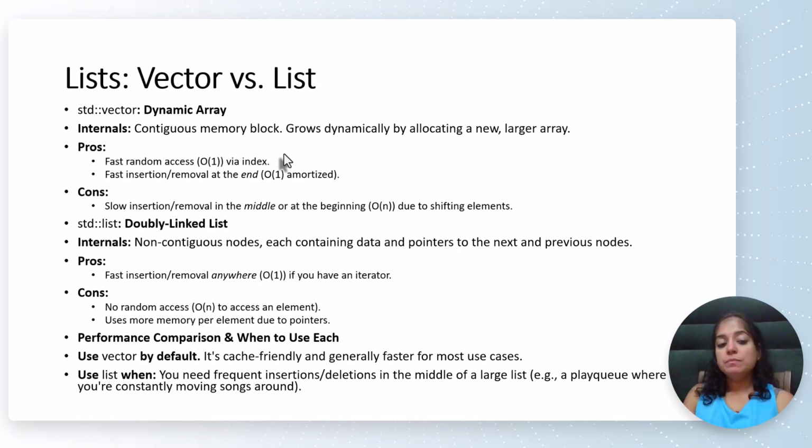Performance comparison, based on which to use and when. We should use vectors by default because they are cache friendly and generally faster for most cases. But we should use a list whenever we require frequent insertions and deletions in the middle of a large list.